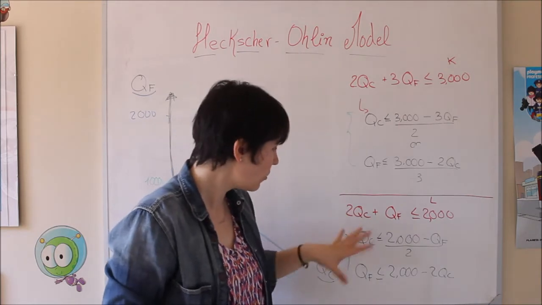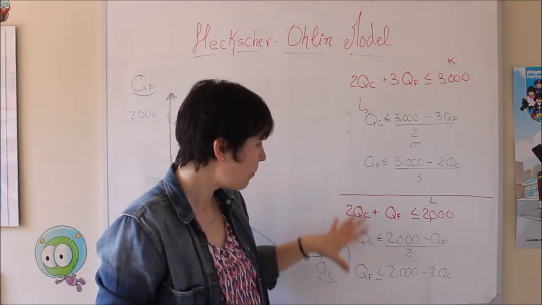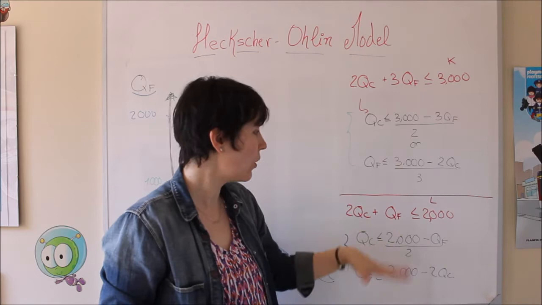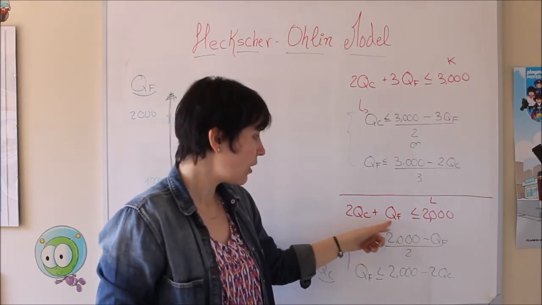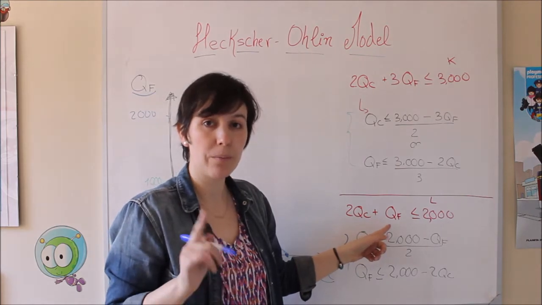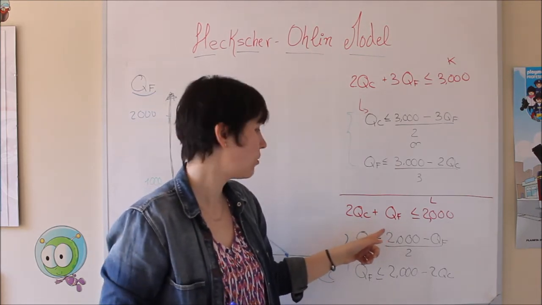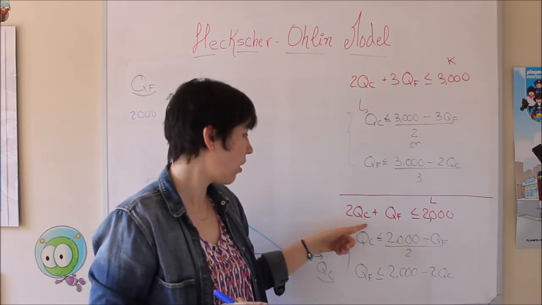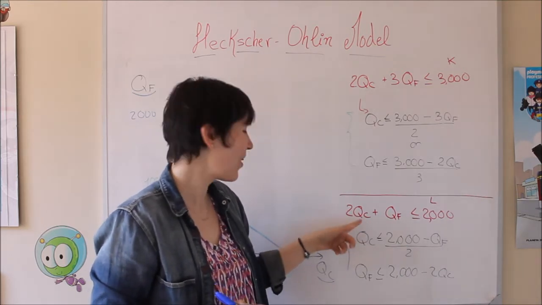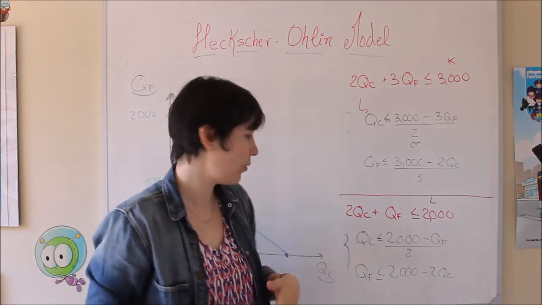Now we are going to do the same line, but when we are talking about labor. We know that the total amount of labor is 2,000, that the food industry uses 1 unit of labor per unit of food that you produce, and 2 units of labor per unit of clothes that you are producing.